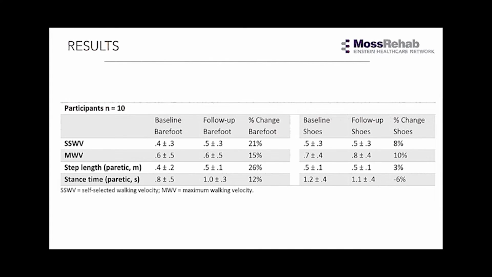So this is some of the data that we were able to obtain. The self-selected walking velocity in this patient population was an average of 0.4 meters per second. So it's pretty slow. The maximum walking velocity was 0.6 meters per second.